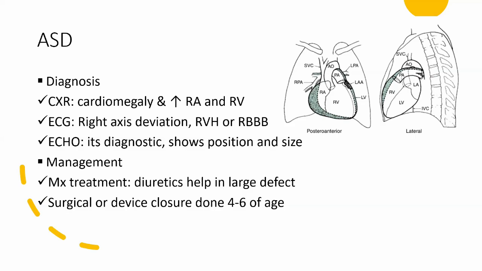Usually we do echoes as a diagnostic tool. Those that have rotated in cardiology would have noticed that the ideal echo for these lesions is the transesophageal echo, but you can still see it with the transthoracic. In terms of management, if they end up with congestive heart failure, diuretics can help, especially with large defects. And like I said, in terms of surgical intervention, closure is usually done between the ages of 4 to 6 years of age.